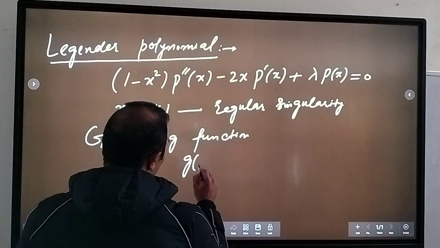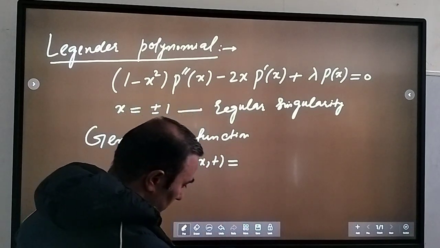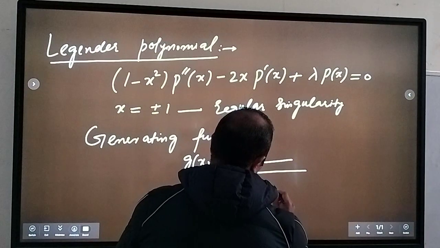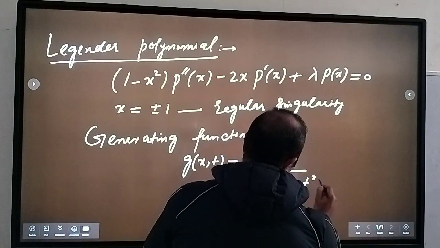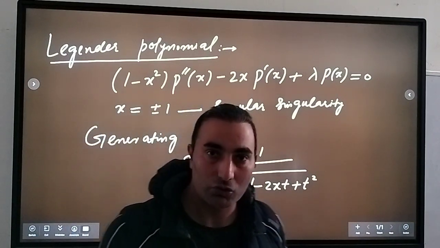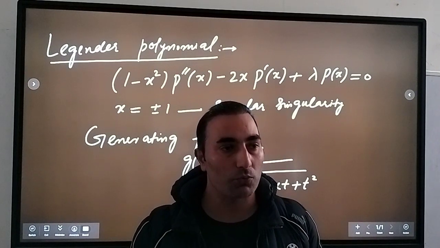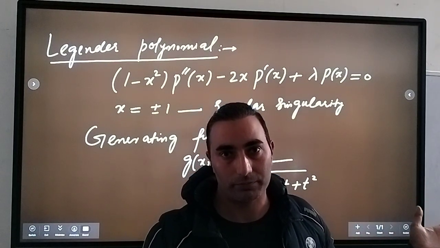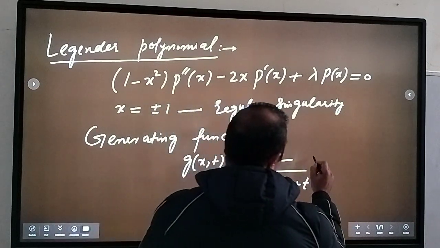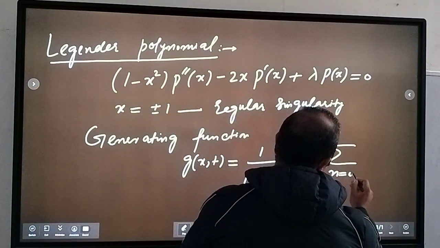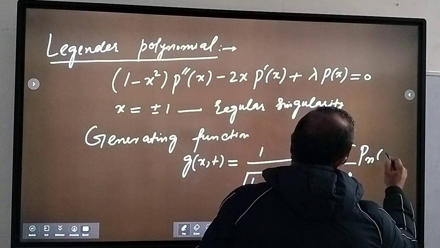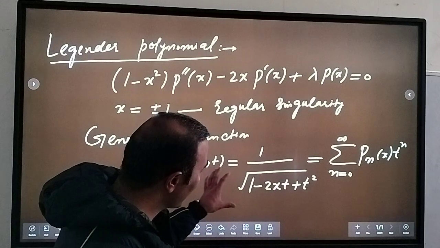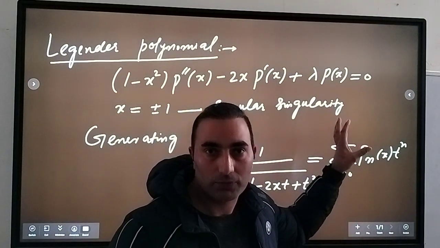We define the generating function by g of x, equal to this. This is the generating function, as I already told you. What is a generating function? It is the encoded form of that series, the Legendre polynomial. This will be further equal to the summation of Pn of x t to the n, where Pn of x is our Legendre polynomial. This is the corresponding generating function for this differential equation.